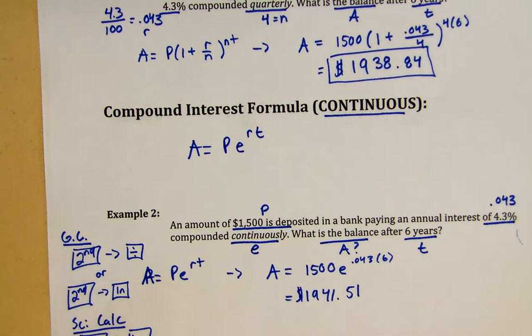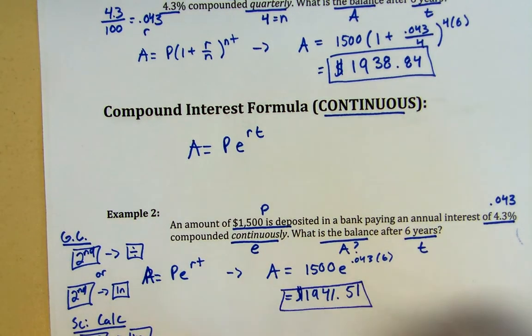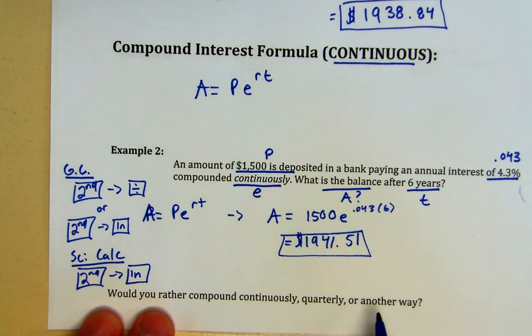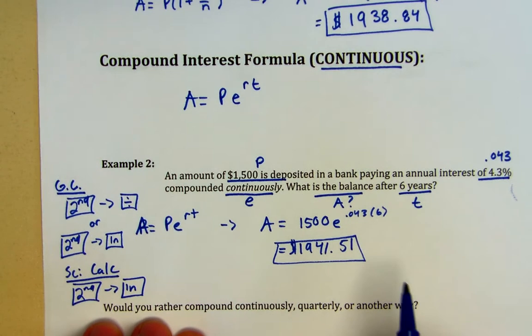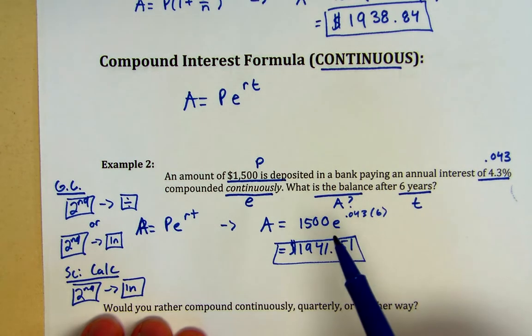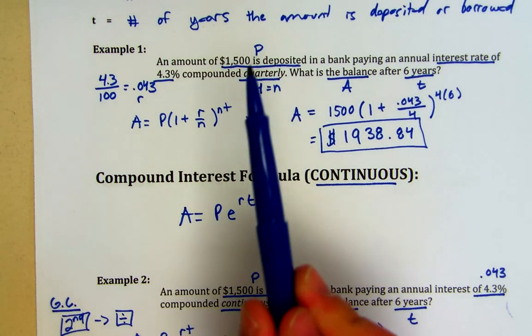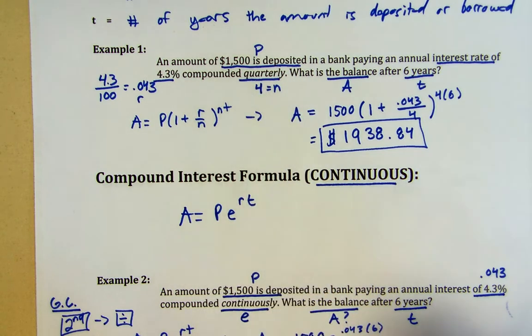So the question to think about after this video is, would you rather compound continuously, quarterly, or some other way? So kind of think about these two values and maybe play around with different compounds. So maybe monthly or annually or something else.